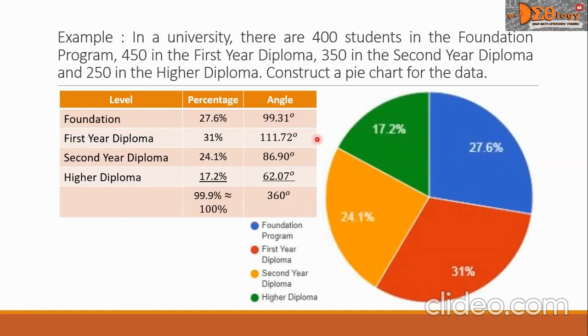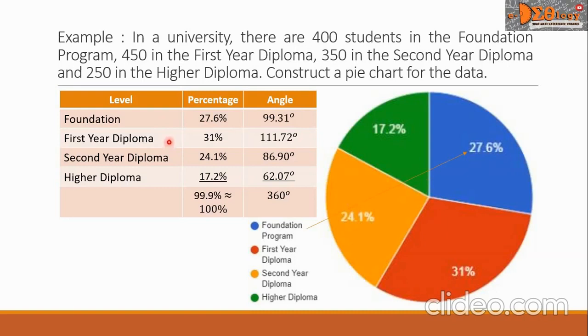This is the finished product or the pie chart of this example. Please observe that in the pie chart, we are putting the percentage for each item of the category. Let's start with the first one, the foundation. So this 27.6% is written here. And for the angle, 99.31 degrees, it is estimated in the central angle.